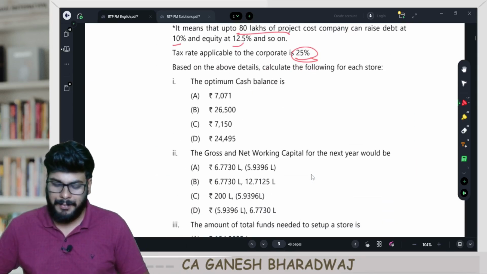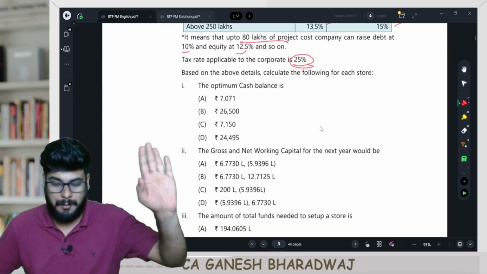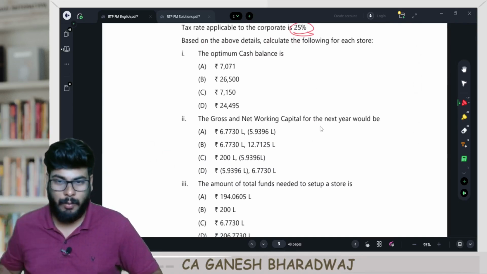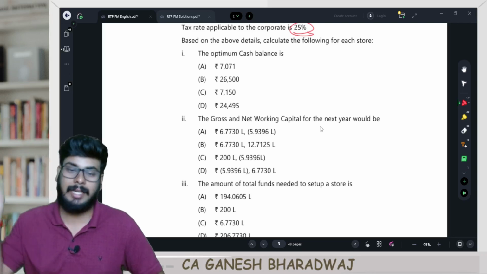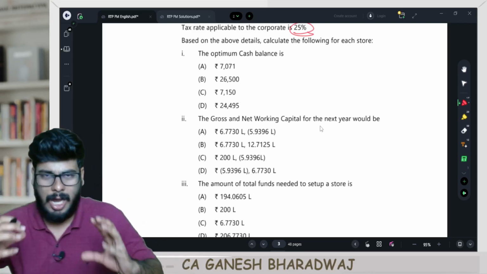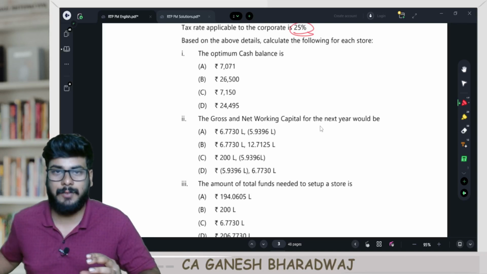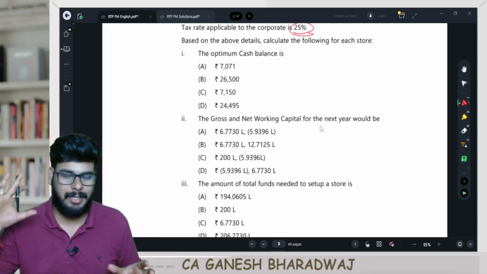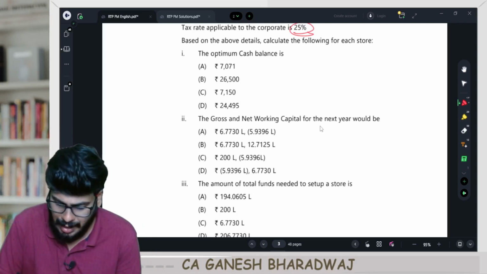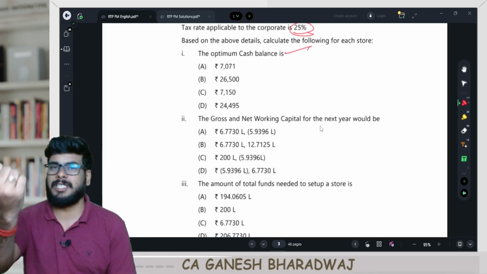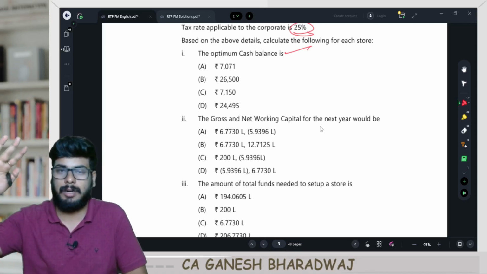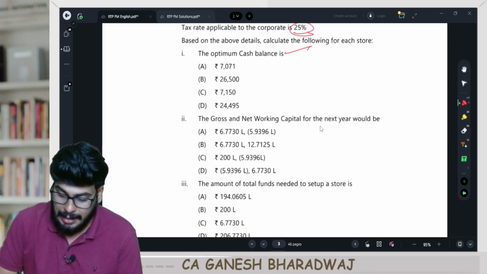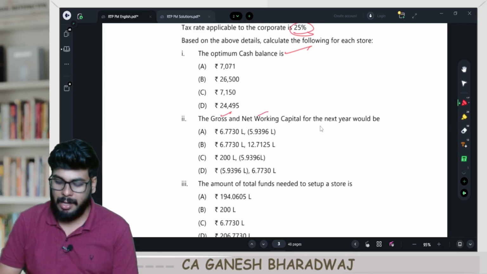Fine. Now, what are the things that they've asked? Ideally speaking, what I generally suggest is I ask students to first read the 5 MCQ questions and then come to the case study. That way you get an idea as to what is being asked and then read the case study. Nevertheless, first, what have they asked? Calculate the optimum cash balance. Very simple. Use Baumol's model formula, which is similar to the EOQ formula, and you can get this.